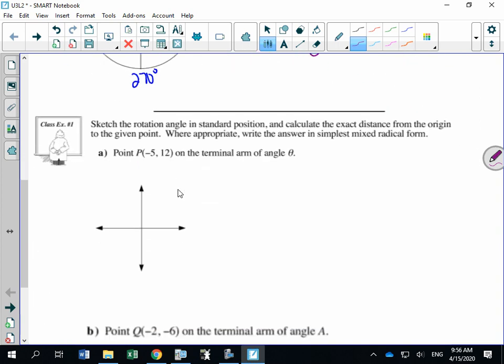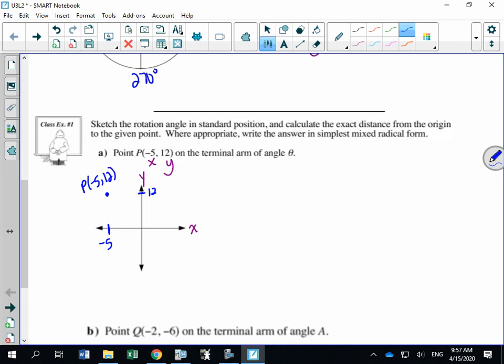Let's do a question. So class example 1, sketch the rotation angle in standard position, and they want point P to be negative 5, 12. So I know that that's my x coordinate and that's my y coordinate. Let's label our axes. There's my x-axis and here's my y-axis. They want x to be negative 5, so I'm going to say that that's negative 5. And they want y to be 12. And they want this point here. Okay? So that point is at negative 5, 12.